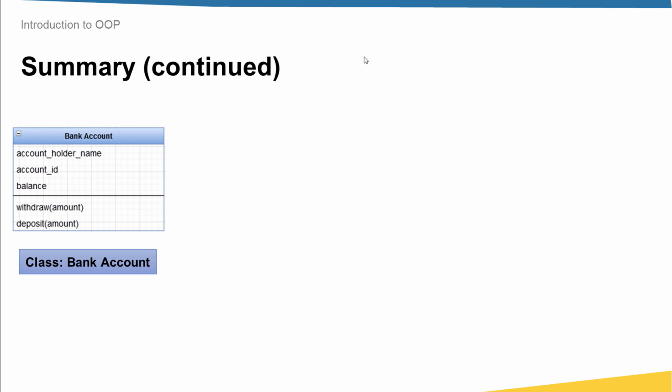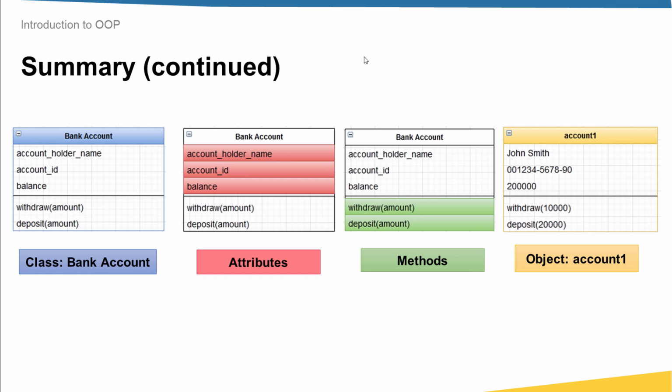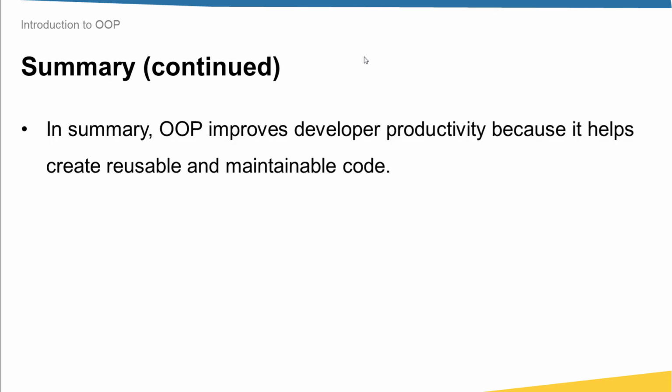After that, we saw that we call the data type that's created in OOP a class, and we saw an example about a bank account. To this bank account, we added some attributes and some methods, and once our class is ready, we are able to create an actual instance from this class, and we call this instance an object. At the end, we talked about OOP advantages, and as a summary, OOP improves developer productivity because it helps create reusable and maintainable patterns of code.